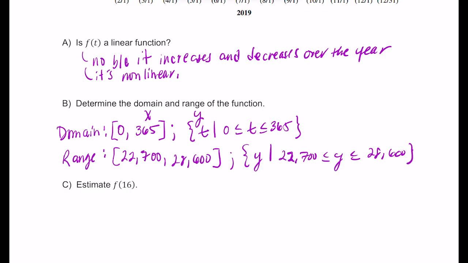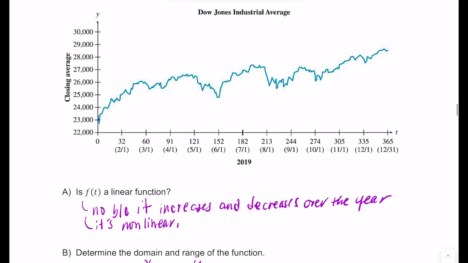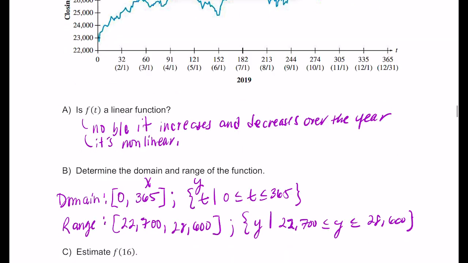Now, in the next example, it asks me, what is f of 16? Well, again, I know that 16 is t, it's time. So it's saying, on the 16th day, what would be the closing cost? So 16 is right in the middle of 0 and 32, so I just have to go up and figure out about what that would be, and it's about 24,200 maybe, so close to that.